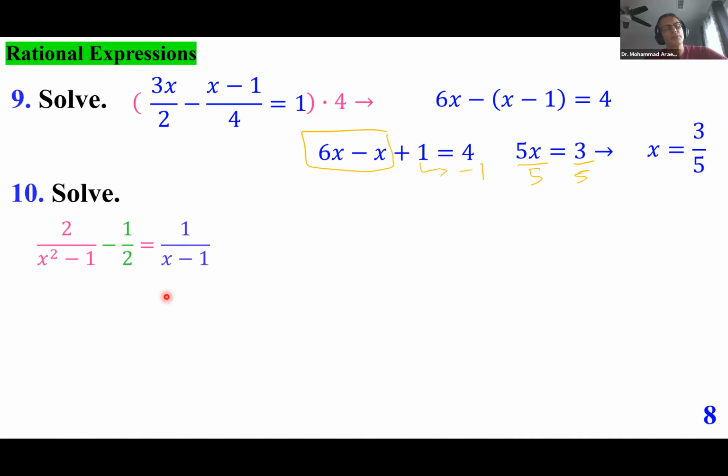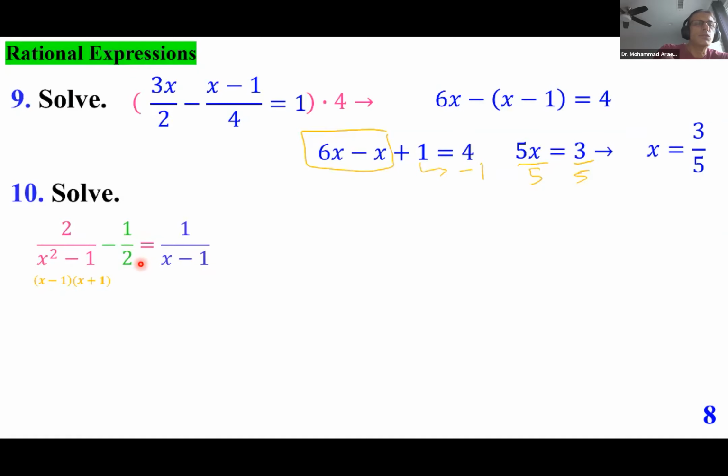Here's the next question. We do the same thing. We want to multiply both sides by the LCD. We need to factor everything out. So x squared minus 1 is the product of x minus 1 and x plus 1. So as you can see, the common denominator is this thing times 2. So let's multiply everything by that.